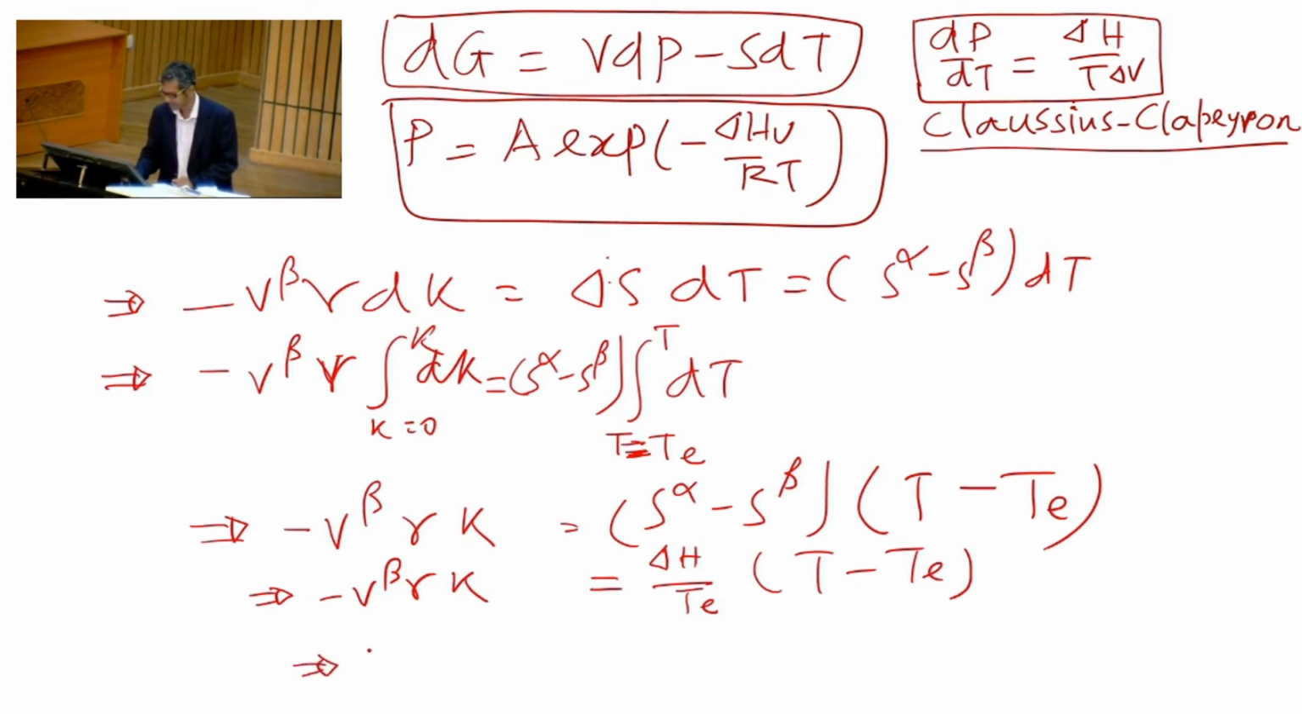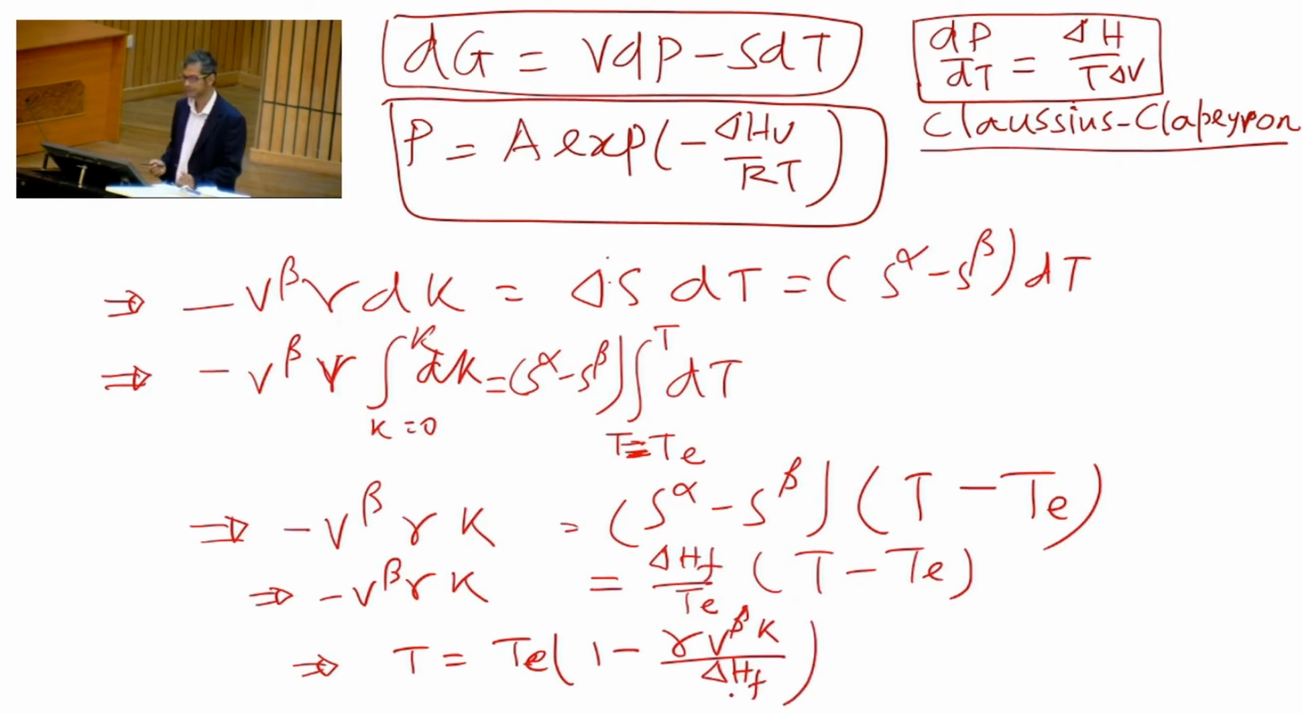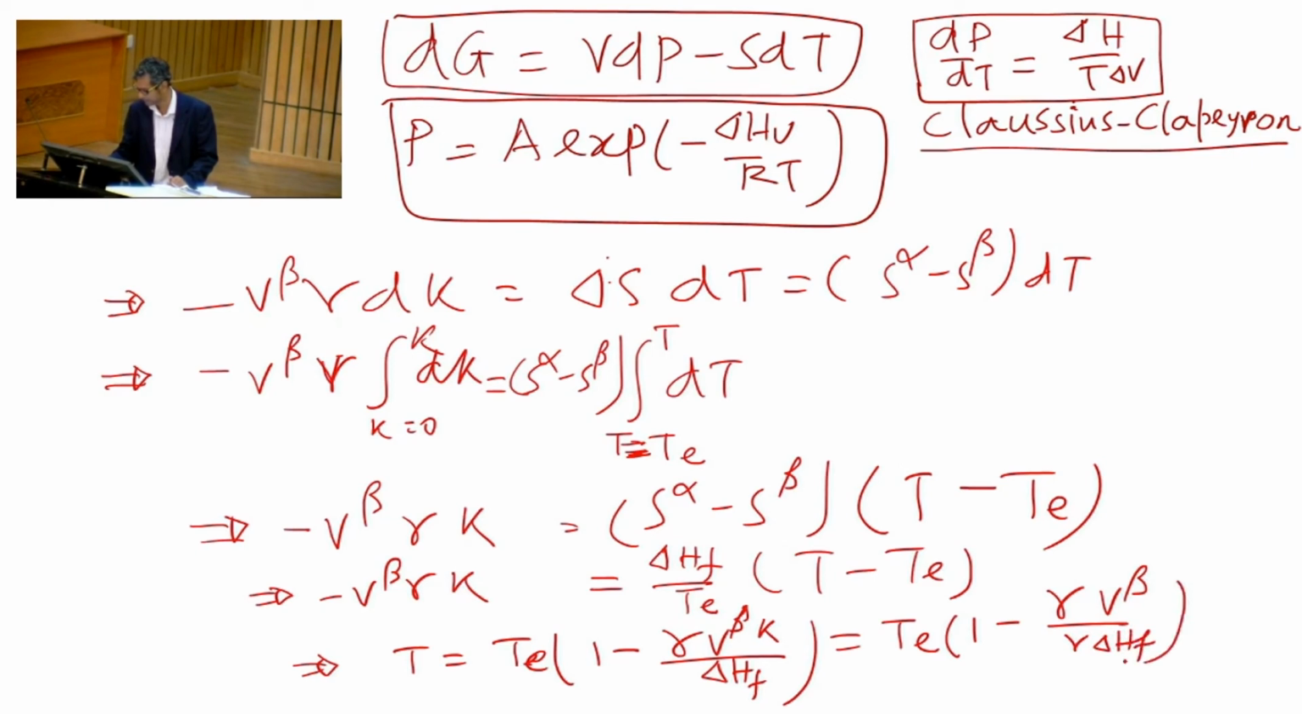So this gives me T is equal to TE times 1 minus gamma V beta kappa by delta H, or you can use delta HF because that is a fusion. So that is it. So if you have a curved surface, this temperature is reduced by this effect. Now if you look at this, I can expand this term. That is where the nanocrystalline effect will come, 1 minus gamma V beta over R delta HF.